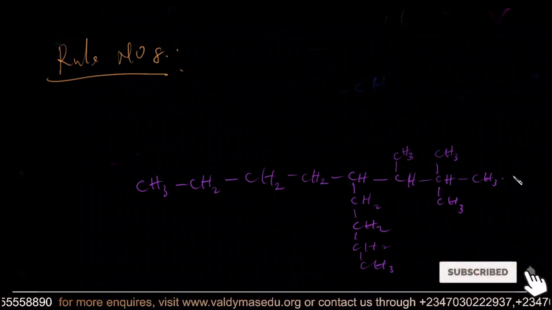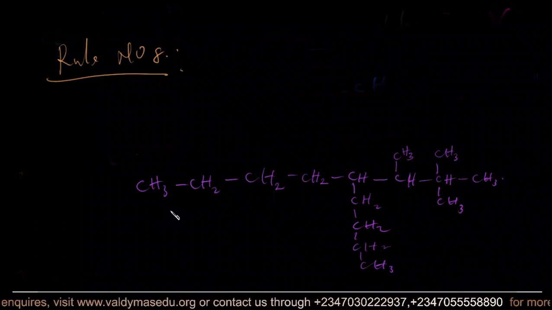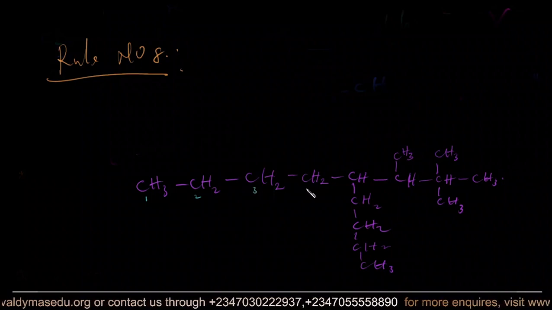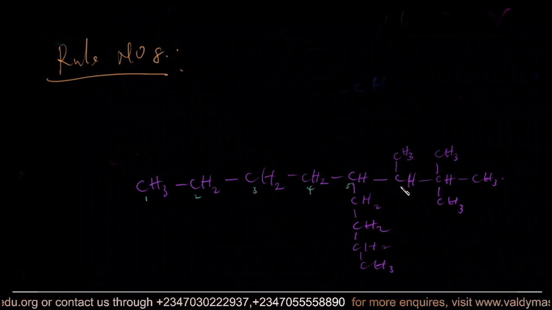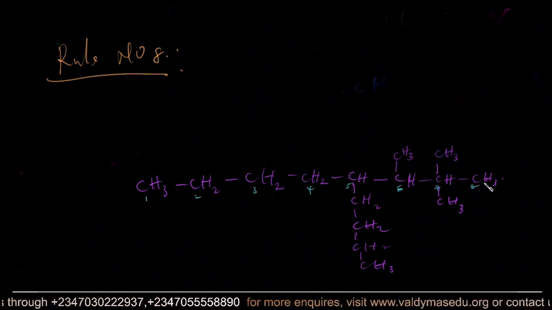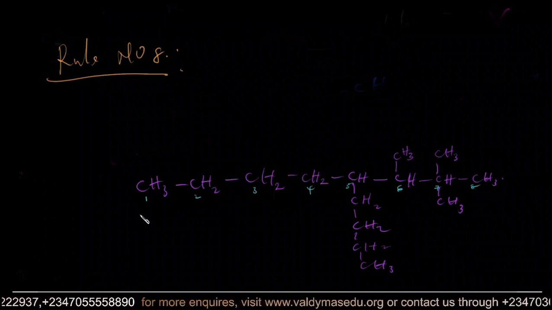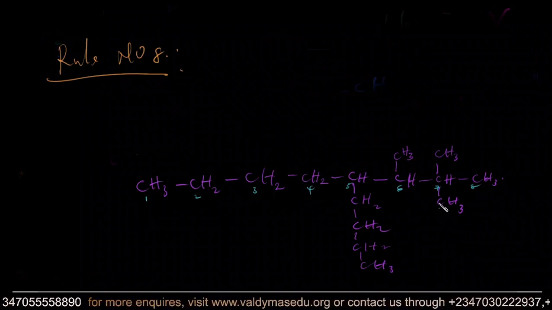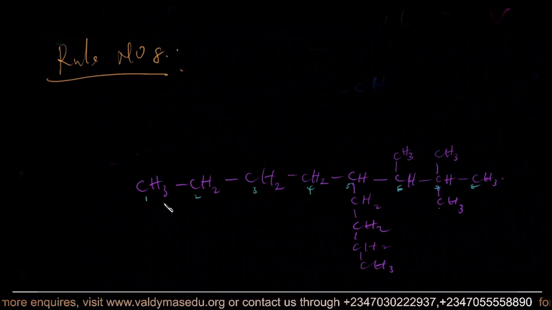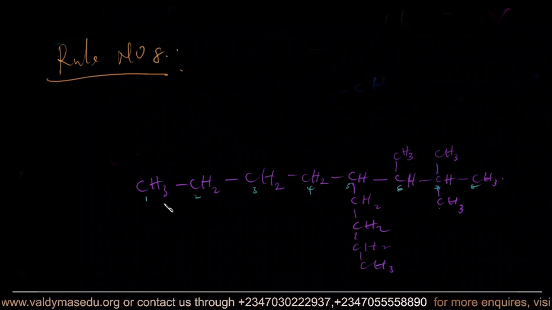Okay, so let's start from this side to know the substituent. We have 1, 2, 3, 4, 5, 6, 7, 8. Starting our numbering from this side, we have 8. If you go back again, we are going to have 8. If you start from here too, we are going to have 8. So can we take another route to know if we have other options?